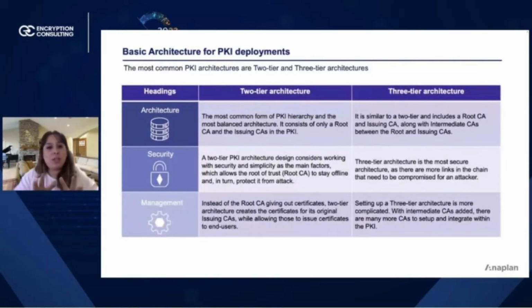In the 2-tier, we have the offline root CA and the issuing CA. So that's only 2 CAs that we have here. The offline root CA's private key signs the certificate of the issuing CA. And this issuing CA is further responsible for issuing the rest of the certificates with its private key. So in this architecture, we have 2 components.